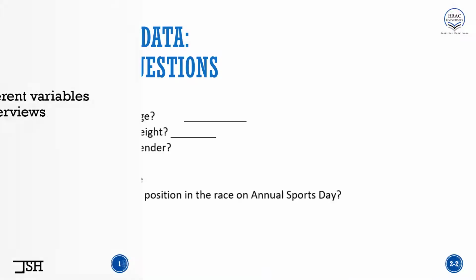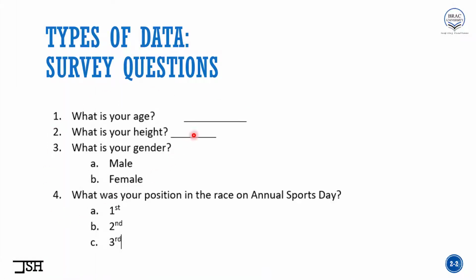So as you can see here, we have a list of questions from a sample survey questionnaire. Now here we have questions on age, on height, on gender, and finally we have a question on a ranking. So let's assume the question asks something about your school day, right? Again, take note very carefully that the question asks, number one, what is your age? What is your height? What is your gender? And what was your position in the race on annual sports day?